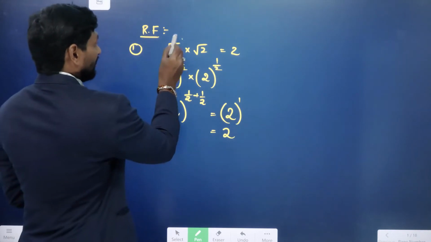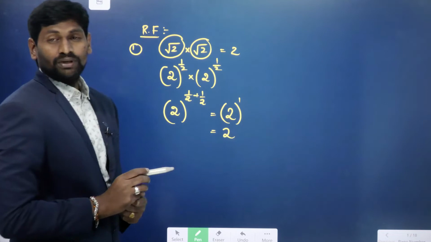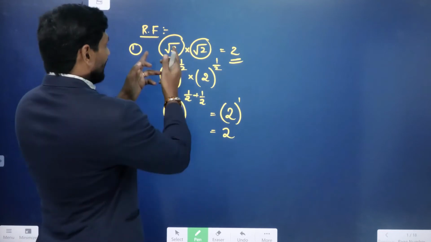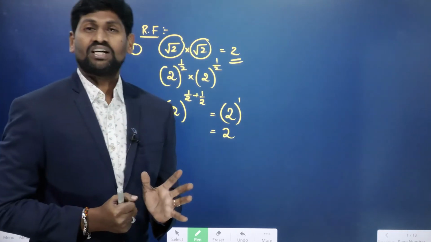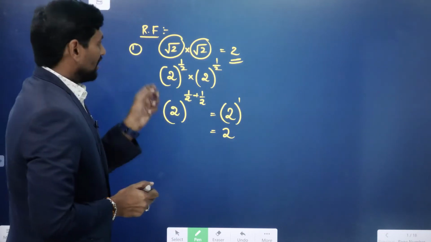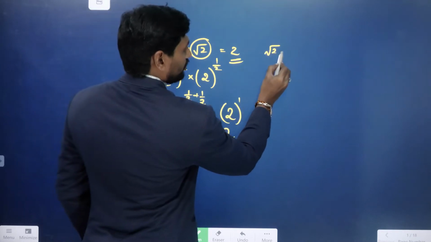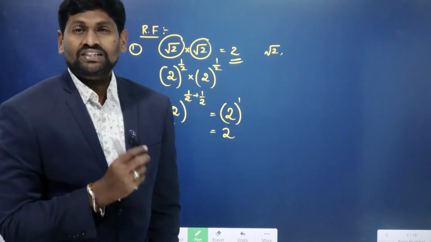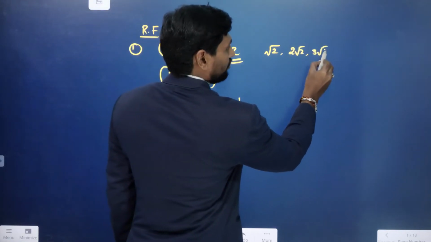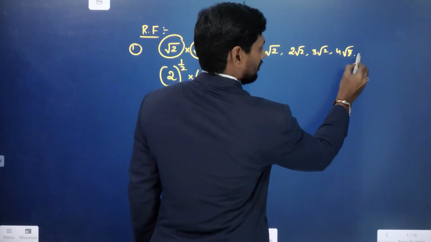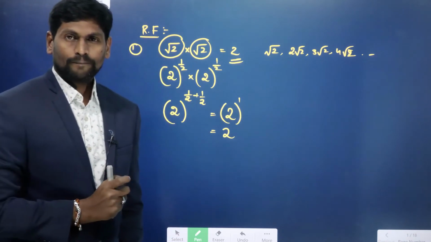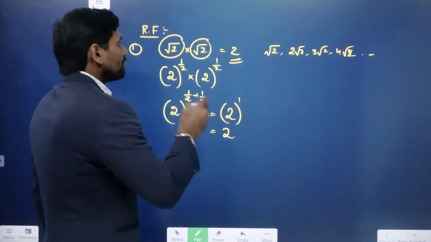That means when two irrational numbers are multiplied, their product will be a rational number. Then we can say that each of the irrational numbers becomes the rationalizing factor. And not only root 2, for root 2 we have multiple rationalizing factors. That means root 2, 2 root 2, 3 root 2, 4 root 2. These are all rationalizing factors of root 2 itself. Among them the smallest one is root 2.